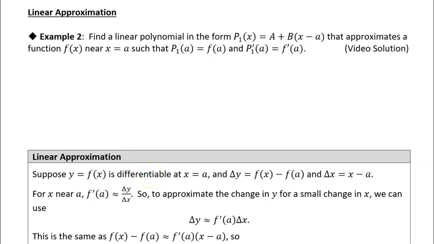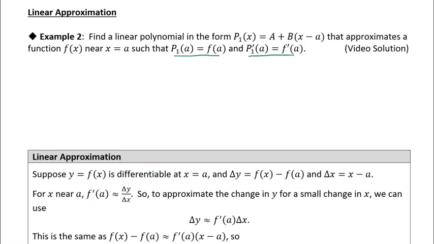In this example, we're asked to find a linear polynomial that approximates a function, f of x, near x equals a, and we want the value of the polynomial to match the value of the function at a, and we also want the value of the derivative of the polynomial to match the value of the derivative at a.